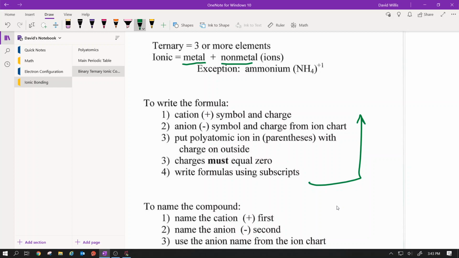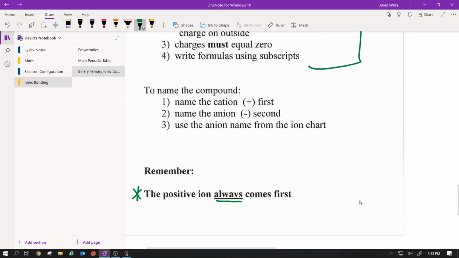Hey, don't put things up. We still have a couple more things to do. Just listening, please. Positive ion always comes first.